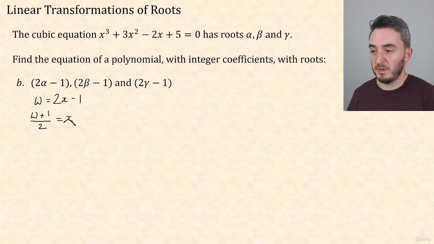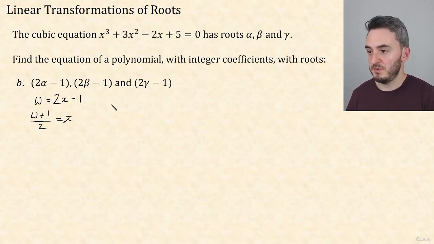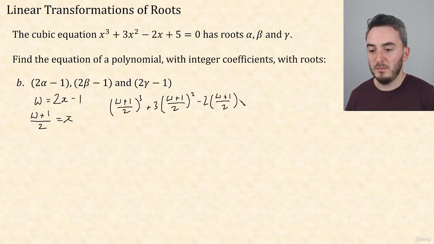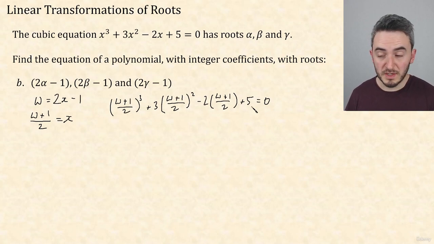I just need to sub x into the original equation now, and that will give me an expression in terms of w. So what do I get? I get (w plus 1 over 2) cubed plus 3 times (w plus 1 over 2) squared minus 2 times (w plus 1 over 2) plus 5 equals 0. All I need to do now is expand everything and simplify.